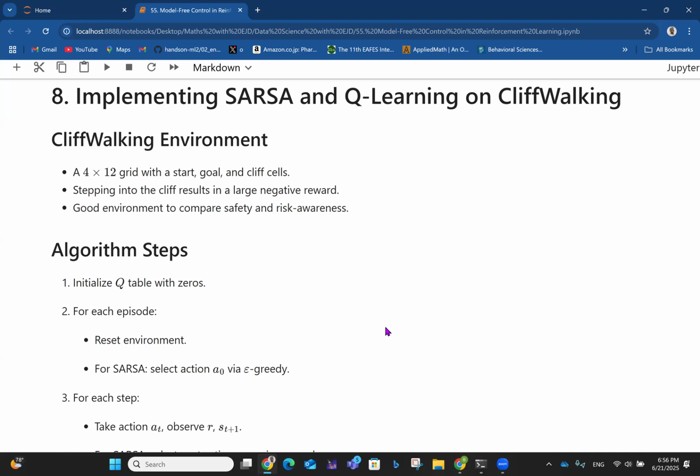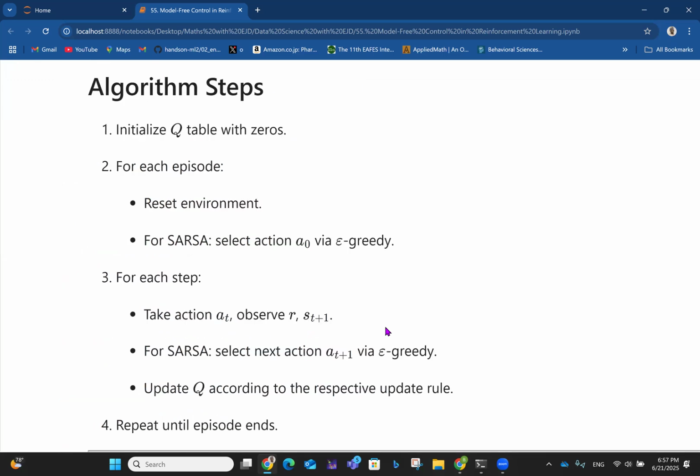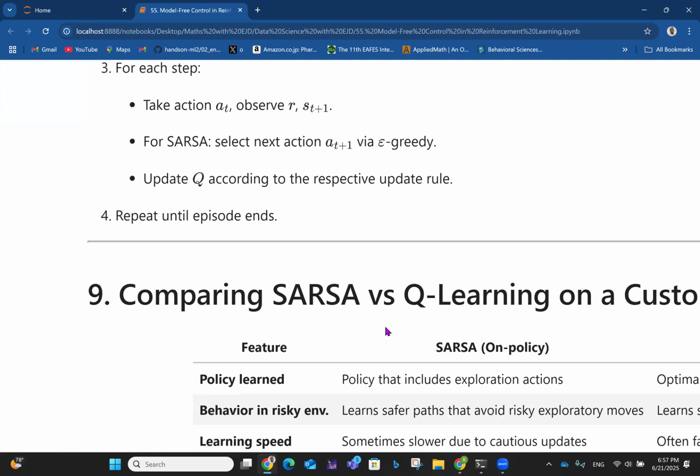But now we have another environment, the cliff walking environment, which is a 4x12 grid with a start, goal, and cliff cells. Stepping into the cliff results in a large negative reward. Good environment to compare safety and risk awareness. So talking about the cliff walking environment, the algorithm steps: initialize Q table with zeros. For each episode, reset environment. For SARSA, select action A naught via epsilon-greedy. For each step, take action A sub t, observe R, S sub t plus 1. Then for SARSA, select next action A sub t plus 1 via epsilon-greedy. Update Q according to the respective update rule, and repeat until episode ends.